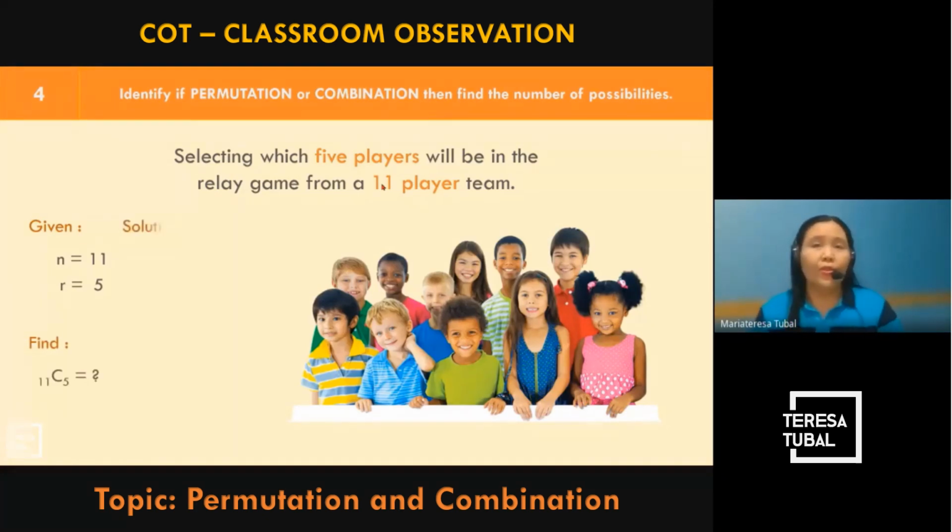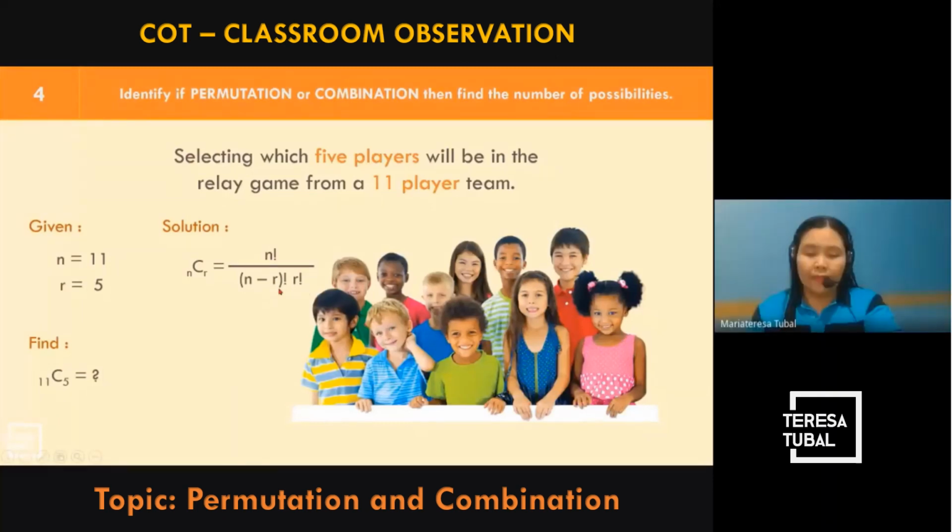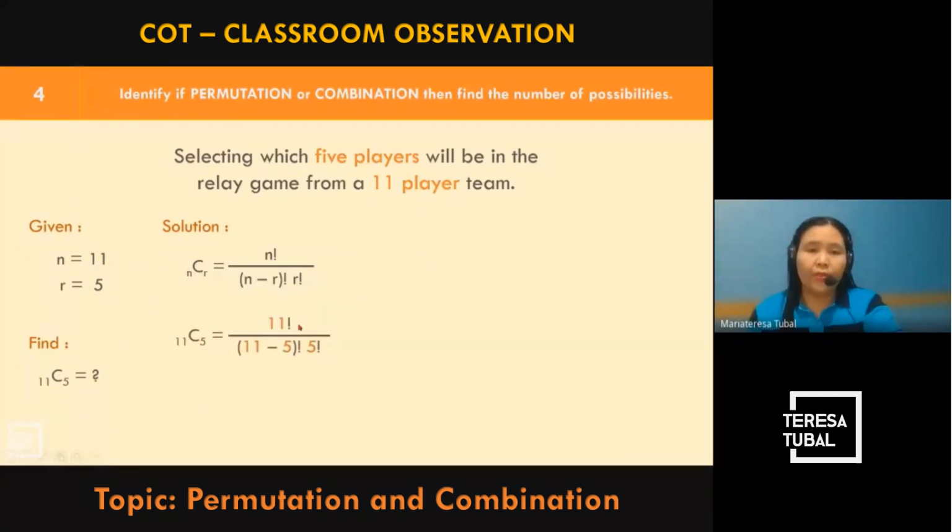So, let us try to solve now. Let us replace the value of N and R to the given problem. Yes, Edward? 11 factorial, 11 minus 5 factorial po. Okay. So, very good. So, let us solve now the 11 factorial all over 11 minus 5 times 5 factorial.